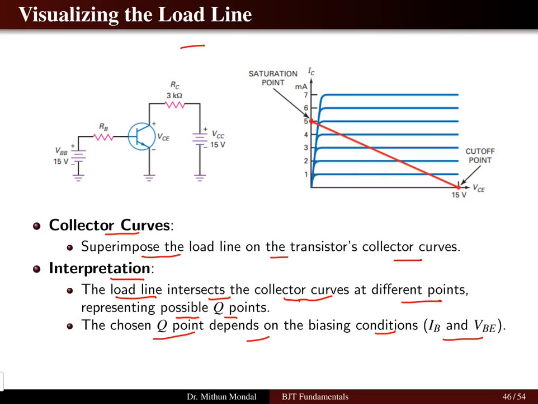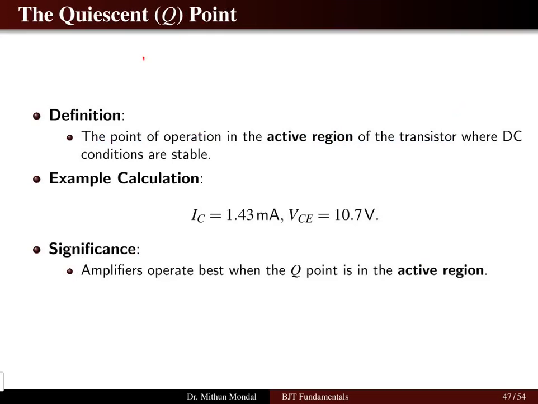So if we get these two extreme points, obviously we are going to get one straight line which is cutting the different curves of the collector, and hence we can have different operating points at which the transistor will operate. The quiescent point is basically the point of operation in the active region of the transistor where the DC conditions are stable. So obviously we are talking about the active region, the region where you get the linear curve, and here the point of operation of the transistor is where the DC conditions are stable.